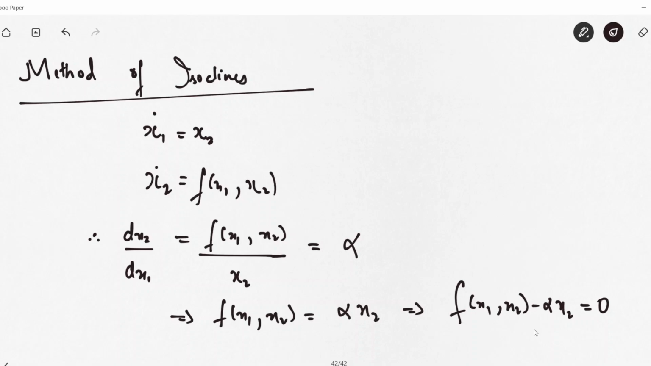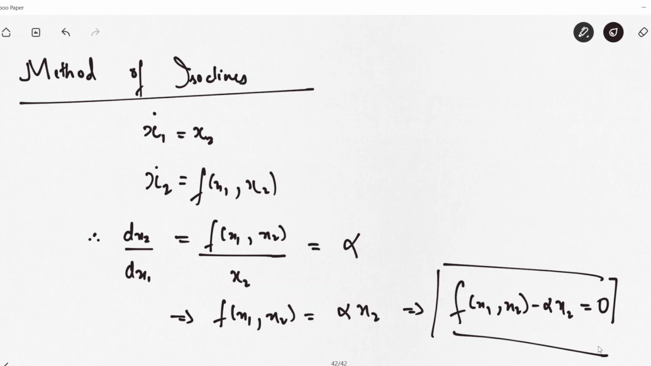Now this equation that we have obtained will not be the equation of the trajectory. This is actually the equation of the tangent to the trajectory. dx2 by dx1 is actually the slope of the tangent to the trajectory. So f of x1 x2 minus alpha x2 equal to 0 is not the equation of the trajectory itself. This is the equation of the tangent to the trajectory whose slope is alpha.